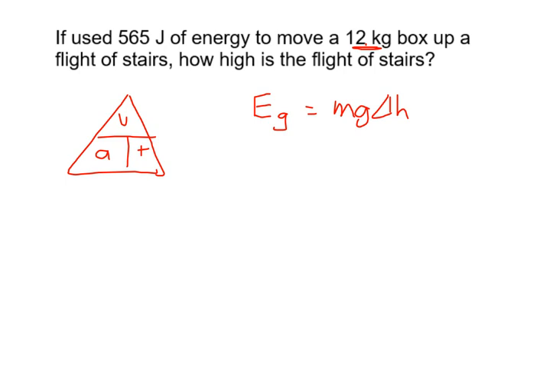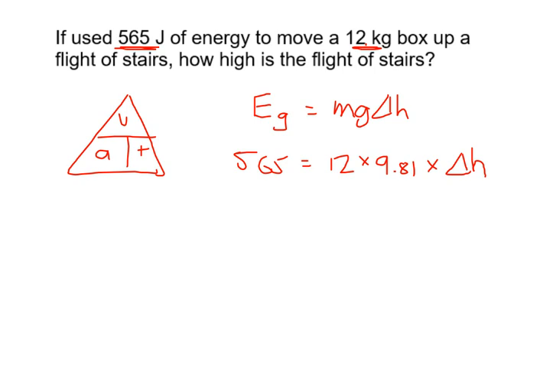But let's just try plugging in some numbers here. Don't we know the energy due to gravity? Didn't it say how much energy was being used here? So we have that number. It's 565 right here. And mass, don't we have the mass number? That's 12. And g for gravity, unless we aren't on Earth, it's 9.81. That's how much gravity affects things on Earth. What we don't know is our change in height. So we have to find a way to algebraically rearrange this.